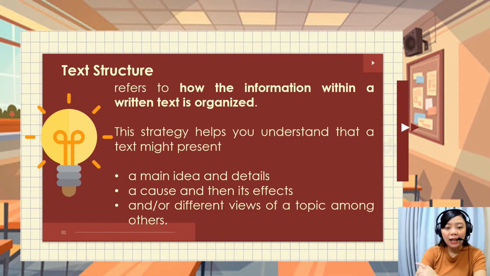Mind you, class, that this strategy, being able to know the structure of a text that you are reading, will help you understand the text better and will help you compare or contrast the literary text or the academic text that you are reading. This strategy helps you understand that the text might present a main idea and details. It can present a cause and its effects, and or different views of a topic among others.